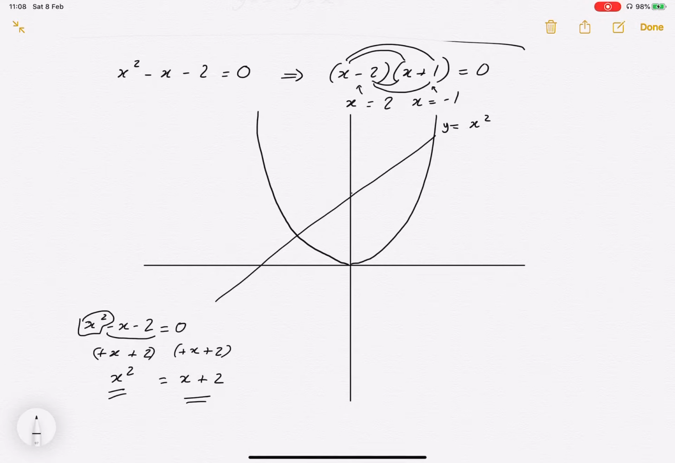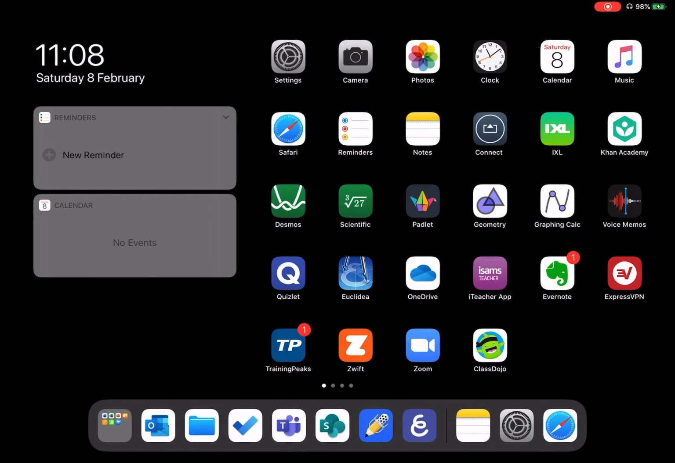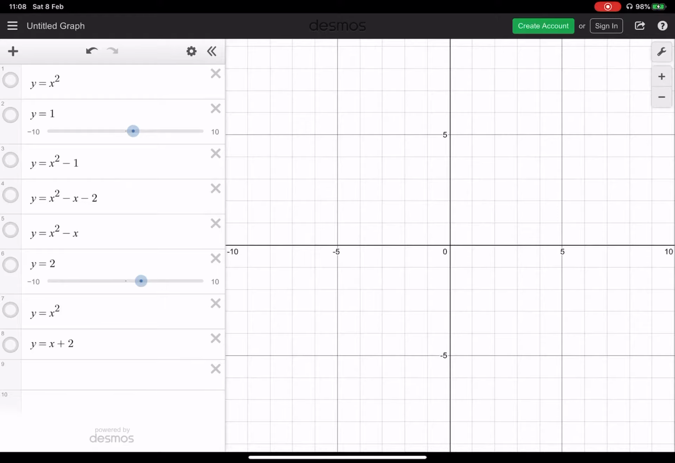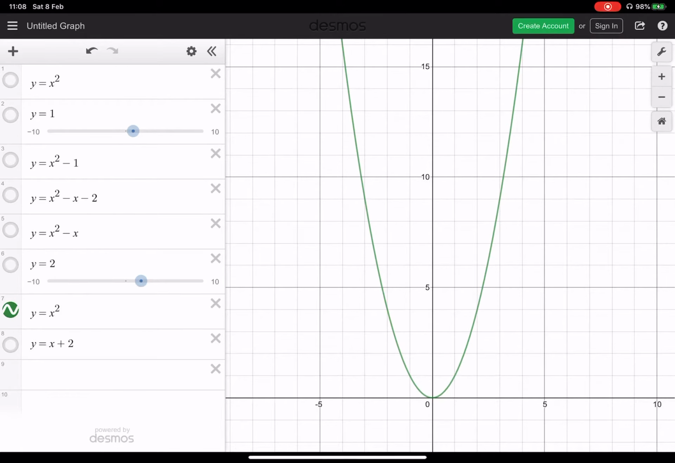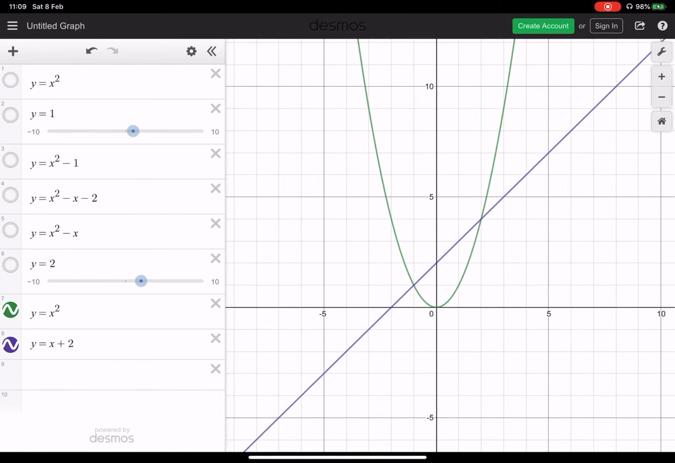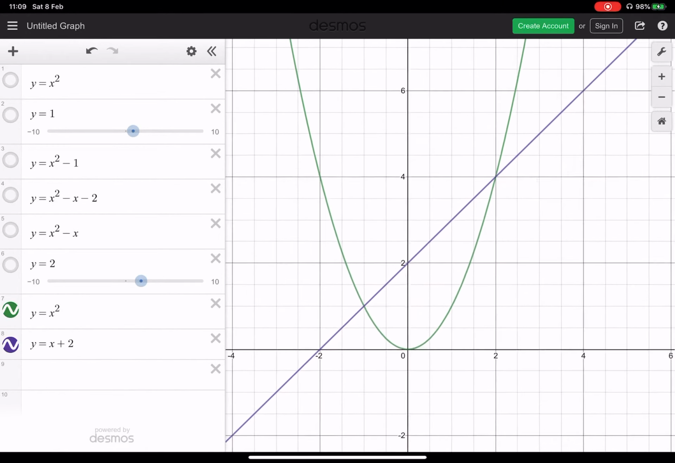So I tell you what, just because I can, I'm just going to go quickly to Desmos here. Oh, look at that. It's almost as if I had this planned. So I've got y equals x squared right there, and that's the one that I was trying to draw pitifully. I'm sorry about my drawing. And I'm also going to plot on y equals x plus 2. Okay. Now, you can see here that, actually, can I be really cheeky? I bet I can.